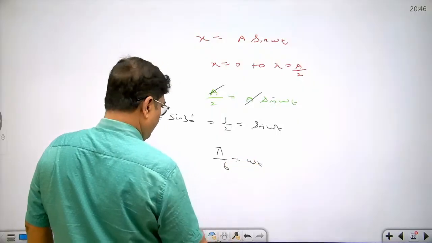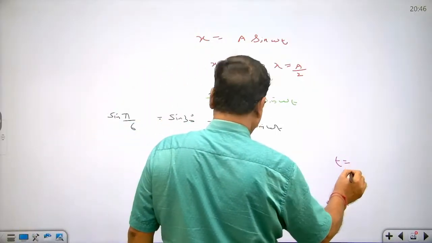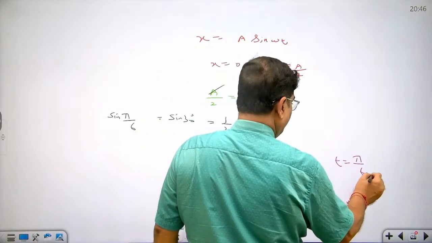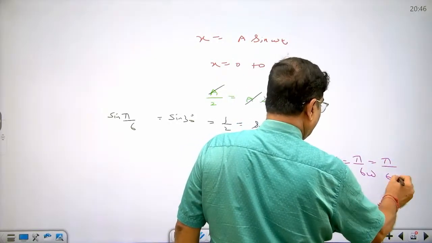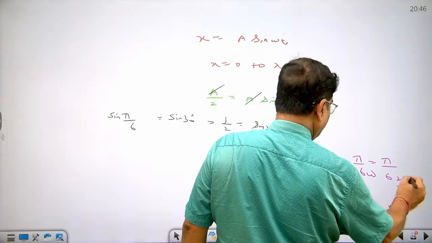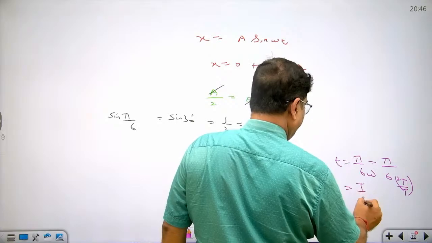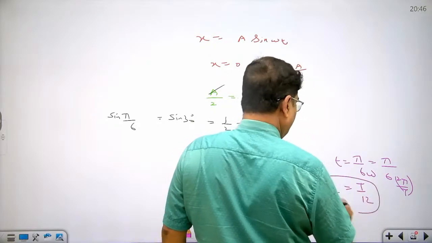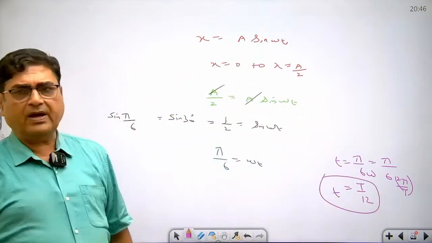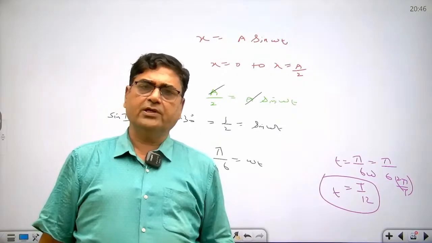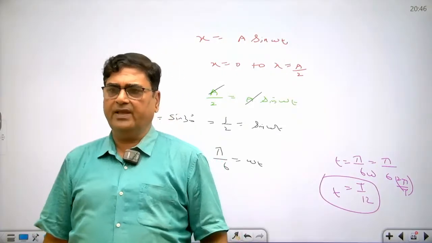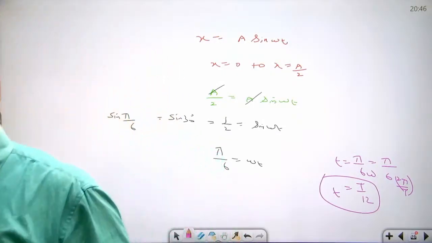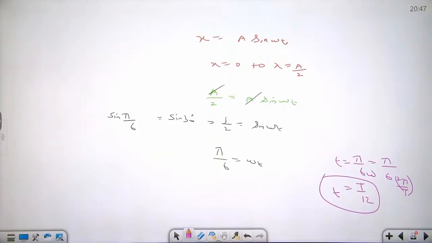So pi by 6 equal to omega t. So what is time? Time equal to pi upon 6 omega. And omega is 2 pi upon T. So this will be T upon 12. So this is the time taken by a particle in SHM from mean position to x equal to a by 2. Hope you understood how to calculate time. You can calculate any time.